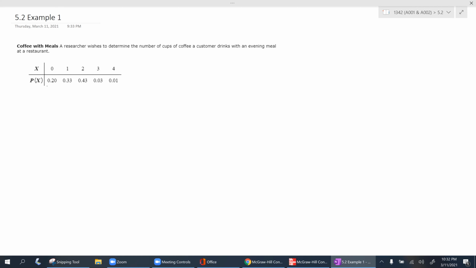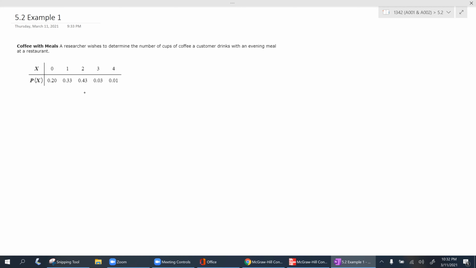that the sum of all these probability values must equal what? 1. Right. So if you were to add 0.20 plus 0.33 plus 0.43 plus 0.03 plus 0.01, you'd see that it'll give you a solid 1. If you're over or under, we cannot use this probability distribution table. So in other words, there was no math involved for 5.1.